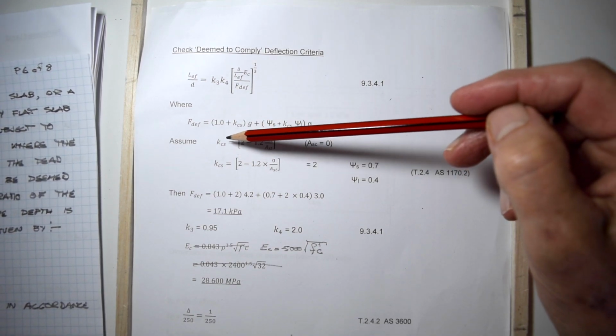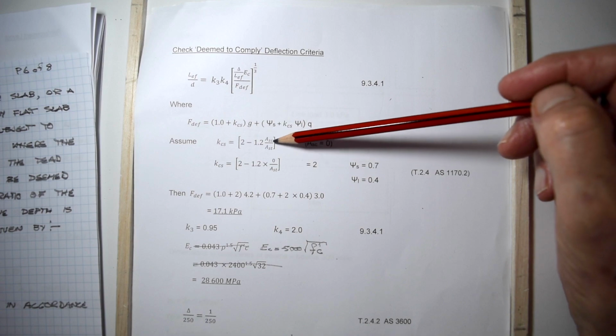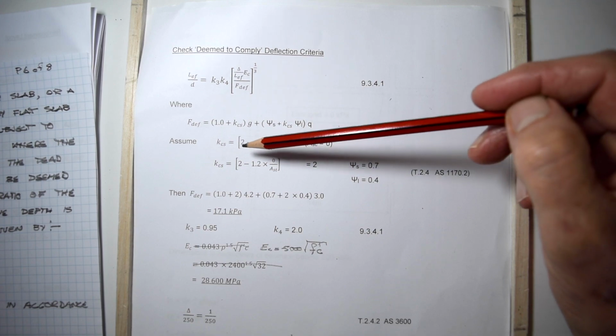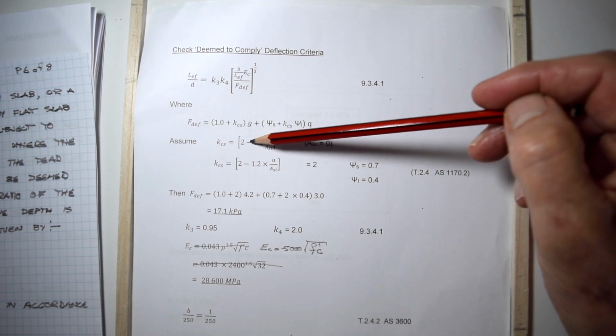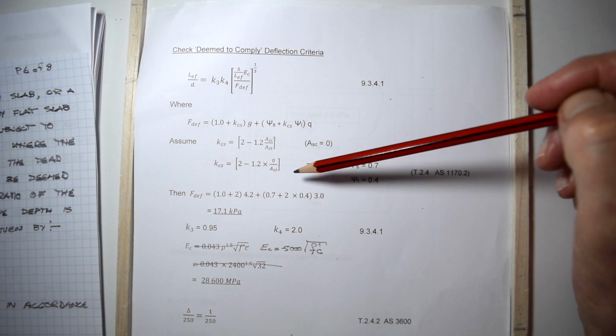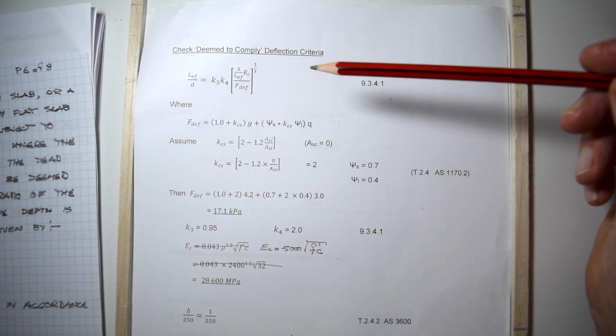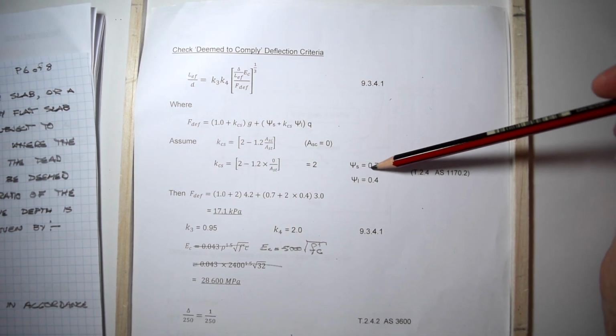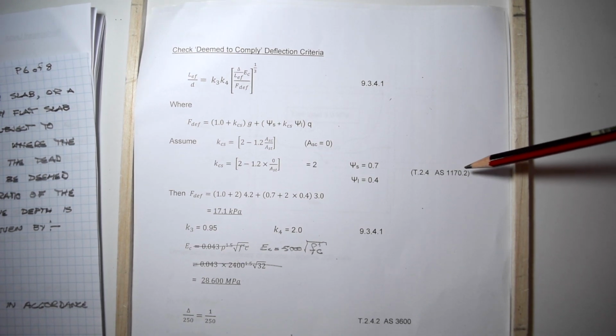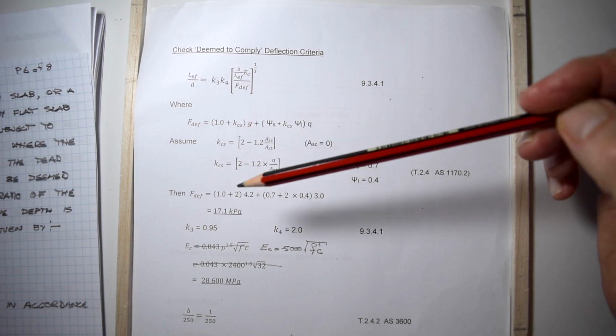So we just check out what KCS is. If we had compression steel or steel in the top fibers, or we had 2 layers of steel, we would have to work out a different KCS. But once you've done this, you find that only the 2 remains. These are given to you. You can look them up over there in 1170.2, that's the loading code.